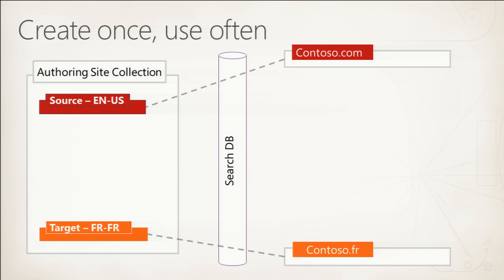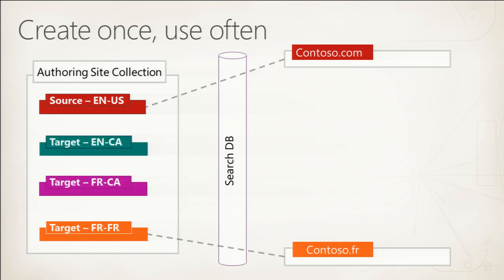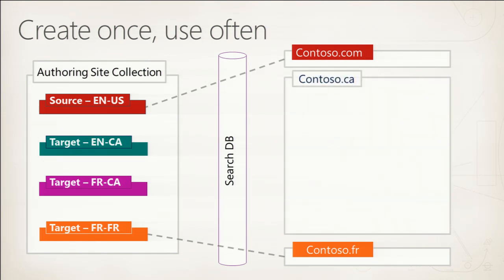And so we're now going to talk about how you can manage content that is common across multiple locales and have some content that's specific to a given locale. You can see here that we have the authoring site collection we just looked at that has the ENUS source and the FRFR target. We're now going to add the Canadian content in here. So we have an ENCA target and an FRCA target. And we're going to create contoso.ca.